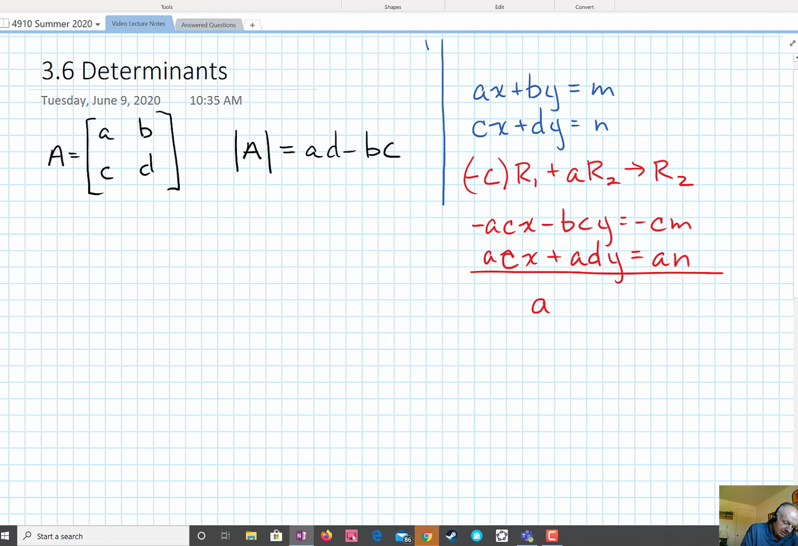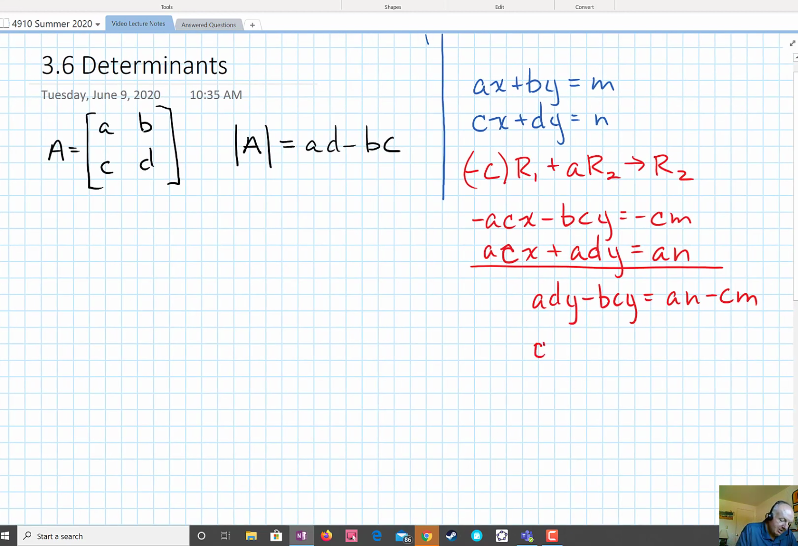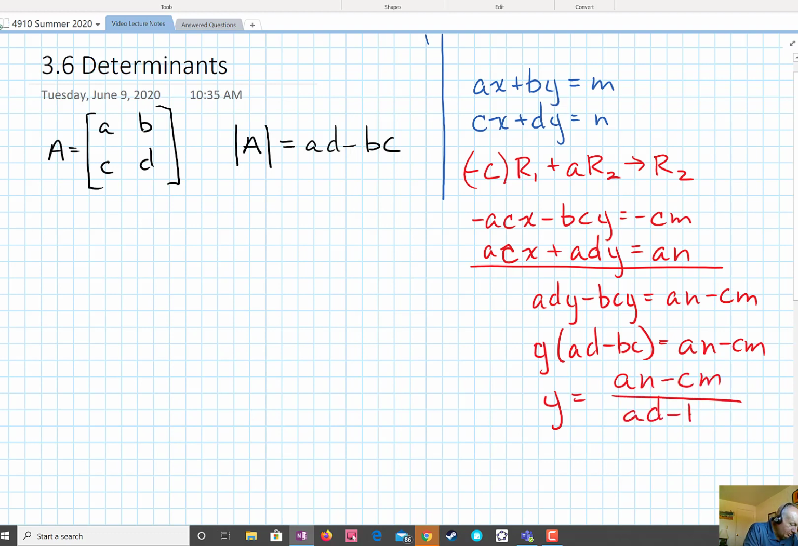Then we have the sum of the y terms, and the sum of those two terms is ady minus bcy equals an minus cm. I just swapped the order, but I've kept the signs appropriately. Or factoring out a y, (ad minus bc)y equals an minus cm. Okay, and finally y, the solution we're after, is (an minus cm) over (ad minus bc).